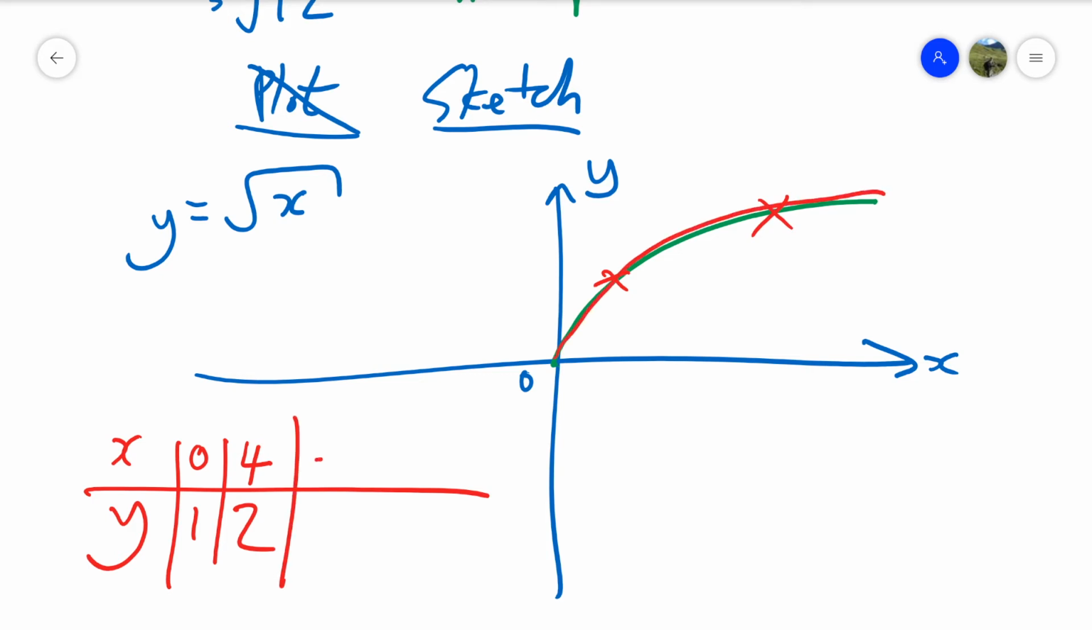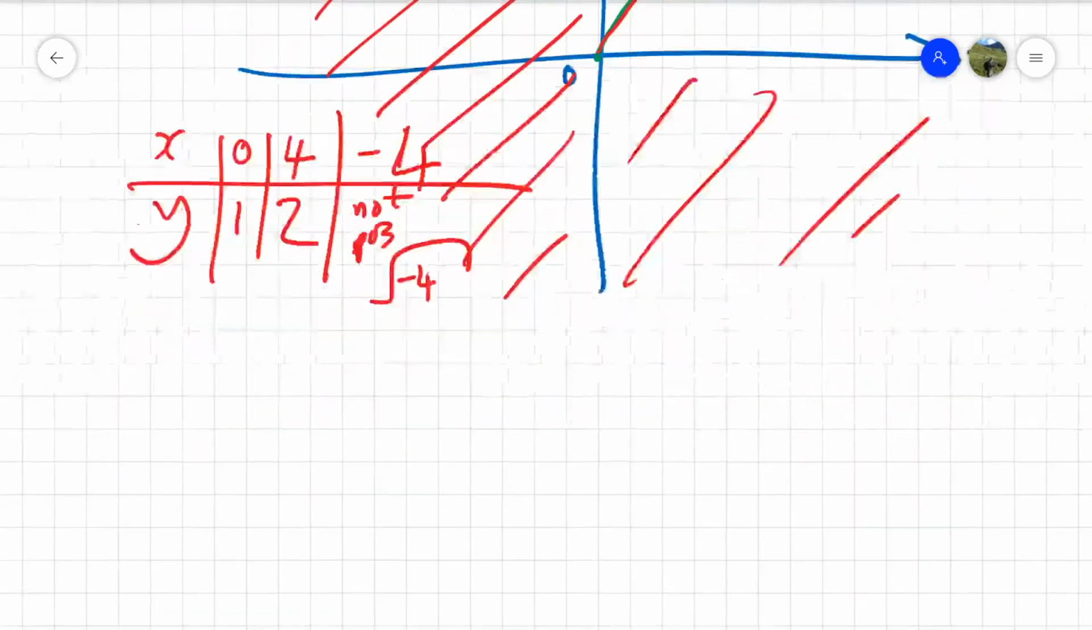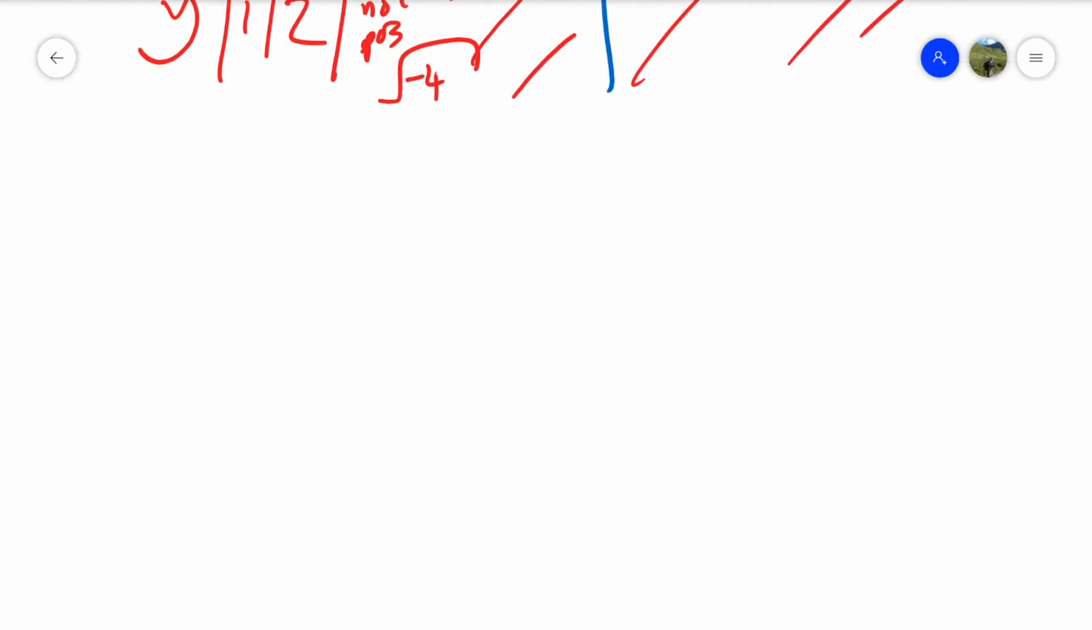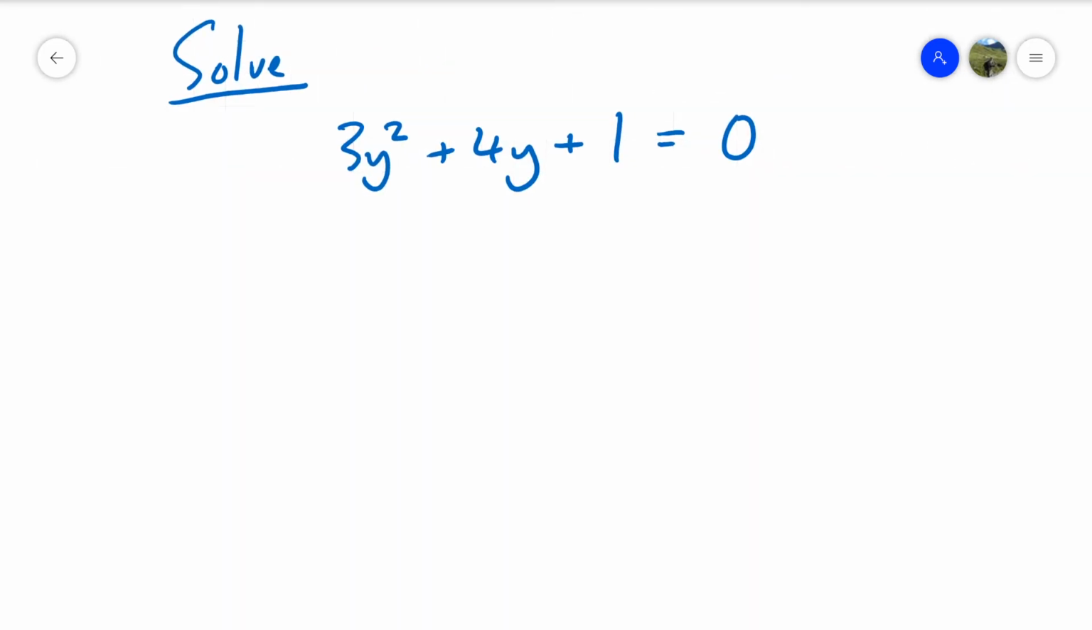What if x is minus 1? Or minus 4, let's say minus 4. What's the square root of minus 4? It doesn't exist, it's not possible. So, it doesn't exist here. It only exists in the top right hand section of the graph. To draw a graph, you just need to draw a table and do it that way. Have a go in your own time.